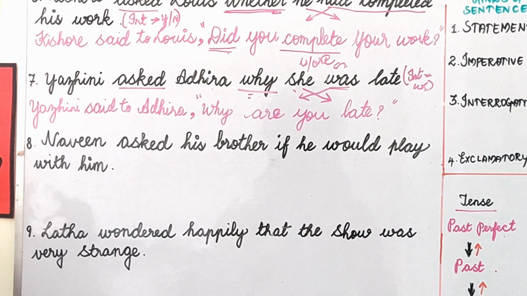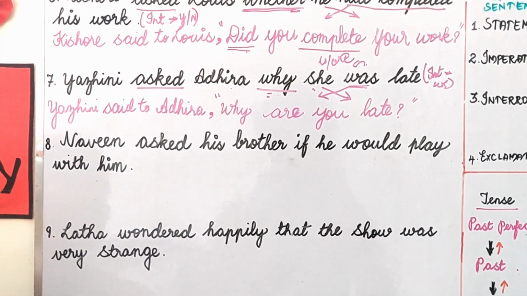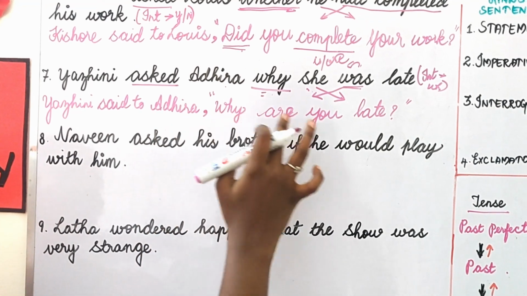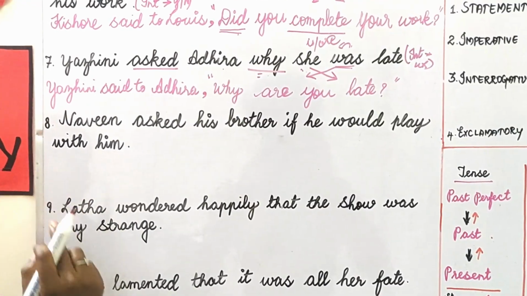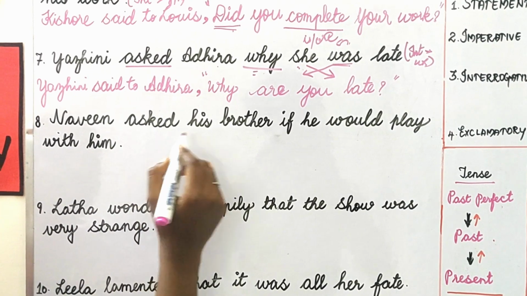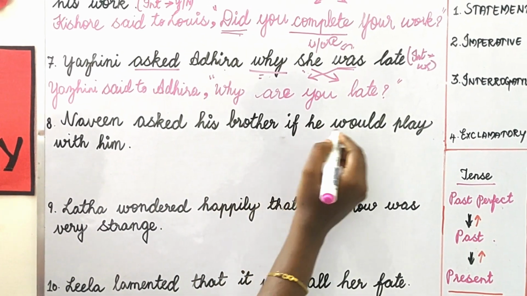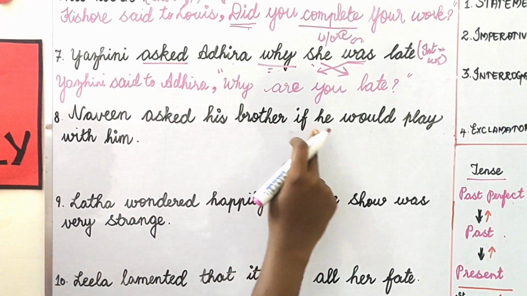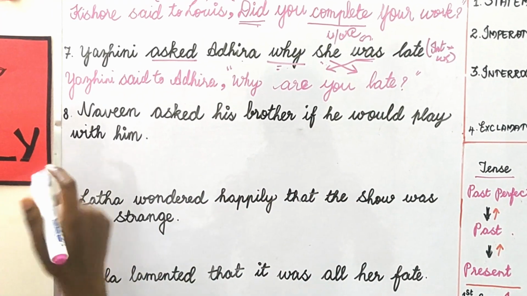Just a reverse. Don't confuse yourselves. Yarni said to Adira, why are you late? Coming to the next sentence, Navin asked his brother if he would play with him. Navin asked his brother if he would play with him.